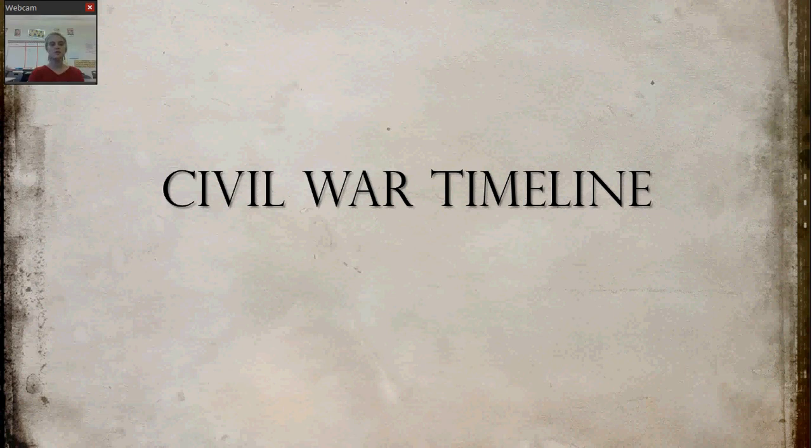Hey guys, so today we're going to be taking a look at the Civil War timeline. You should have a sheet that looks like this. Got a bunch of blanks in it, and we're going to be filling those in as we go through today. This is just going to be a good overview of the war for you as we are talking. So as we begin, let's first of all start with these two pieces of paper right here.